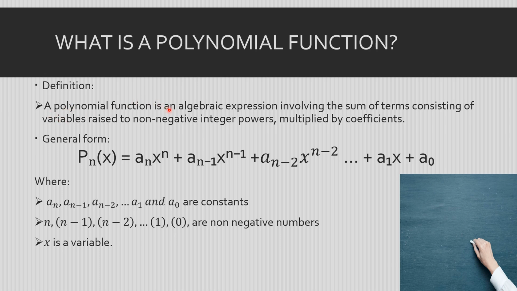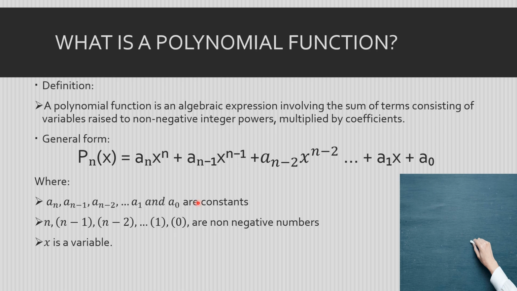A polynomial function is an algebraic expression involving the sum of terms consisting of variables raised to non-negative integer powers multiplied by coefficients. Generally, a polynomial function is expressed as p of x equals a subscript n x to the power n plus a subscript n minus 1 x to the power n minus 1 plus a subscript n minus 2 x to the power n minus 2, and so on up to a subscript 1 x plus a naught, where a n minus 1, a n minus 2, a 1 and a naught are constants. They are the constant terms.